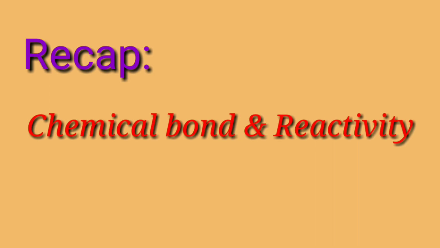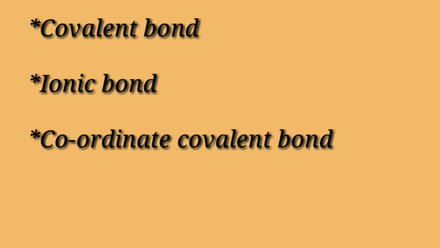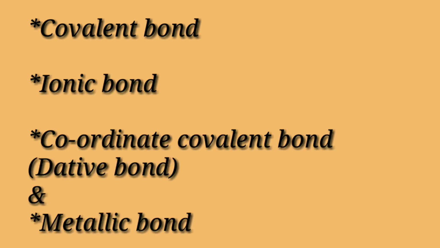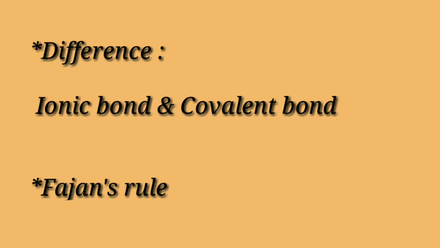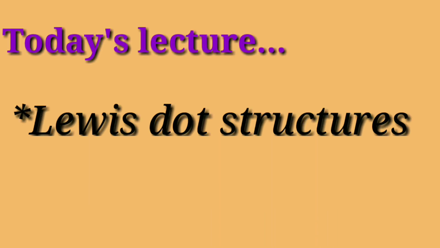So students, in our previous lecture, we started with a new topic, that is chemical bond and reactivity. And we discussed the definition of the term chemical bond, different types of chemical bond like covalent bond, ionic bond, coordinate covalent bond, that is dative bond, and metallic bond. And students, we also discussed the difference between ionic bond and covalent bond along with Fajan's rule. So in today's lecture, we are going to discuss Lewis dot structures. So let's get started.